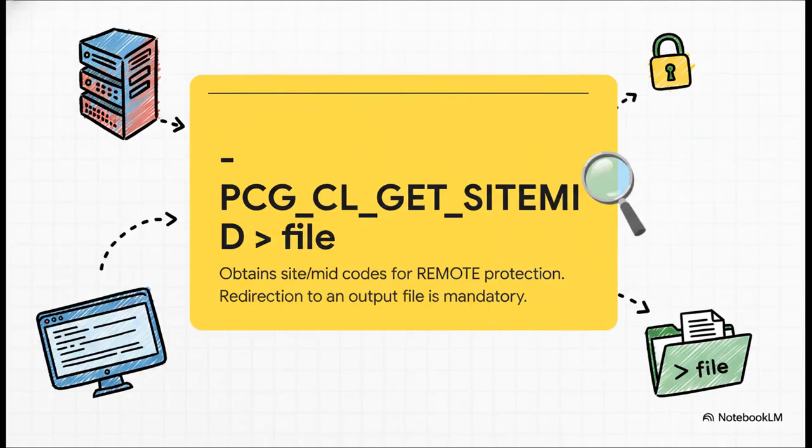Let's focus on PCG Get Site-ID Mid for a moment, because this one's a little different. First, it only works if your application is using remote protection. Second, you have to redirect its output to a file, just like in the output.txt example. And third, as soon as it writes those codes to the file, the application just closes. It's designed to be a pure data retrieval tool, nothing more.